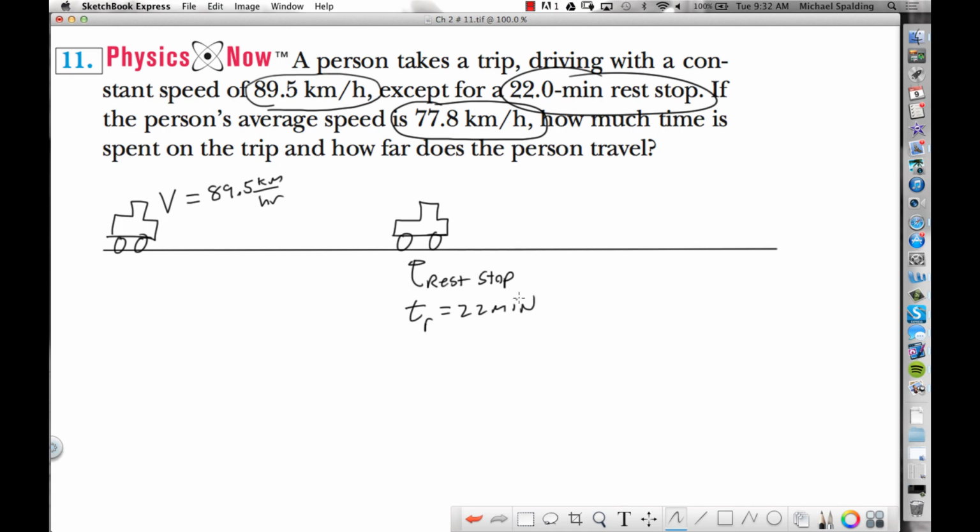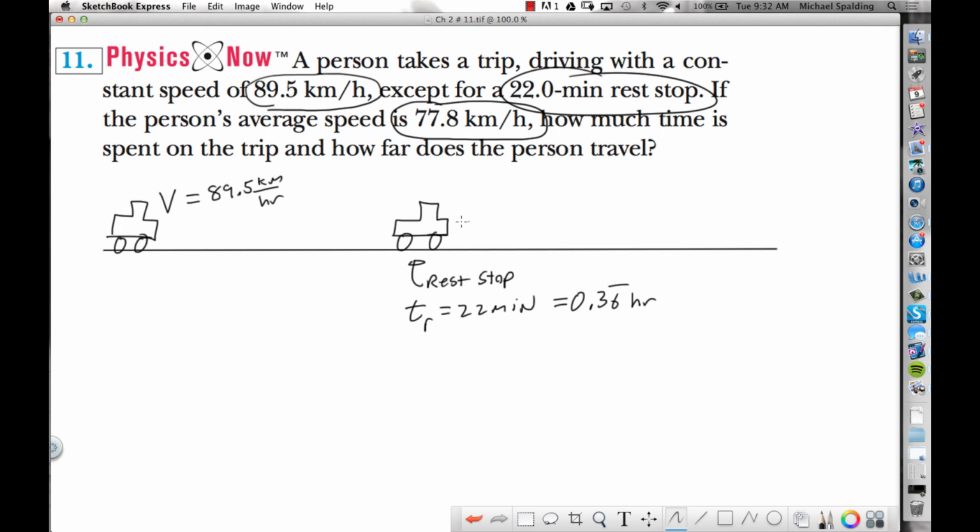We have to pay attention to our units. What was the velocity given in? Hours. The rest stop is given in minutes. So I'd convert the 22 minutes into hours. So the time of rest is 0.36 repeating hours. 22 minutes is 0.36 repeating hours.